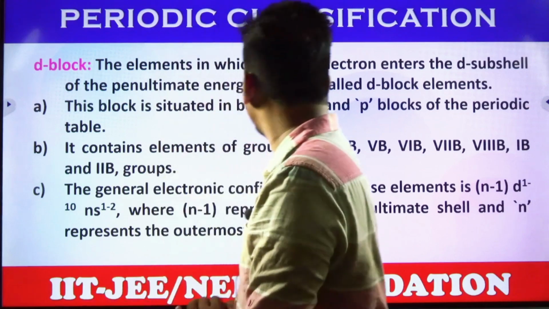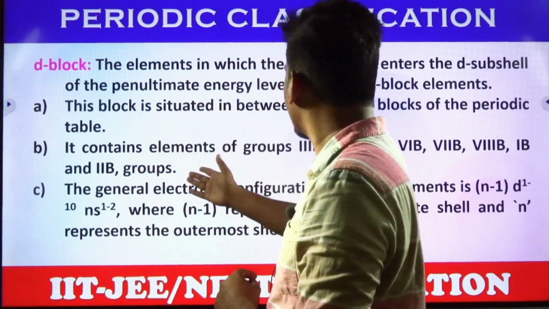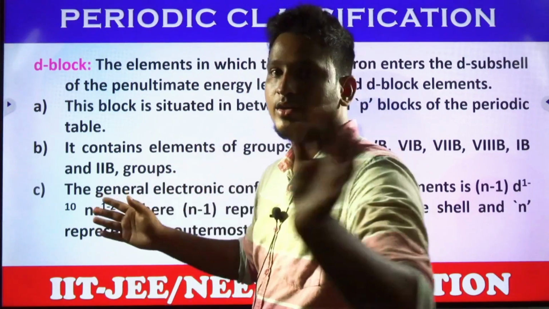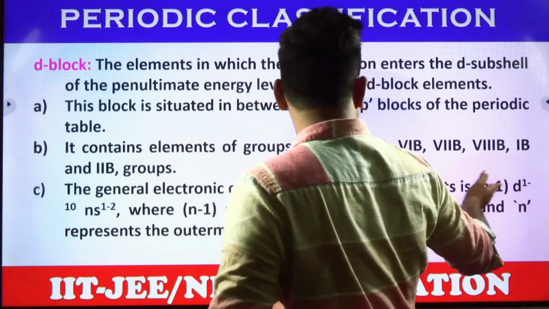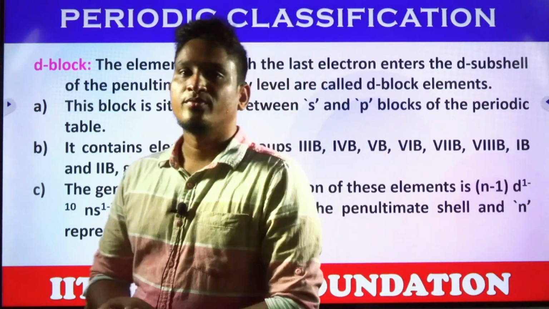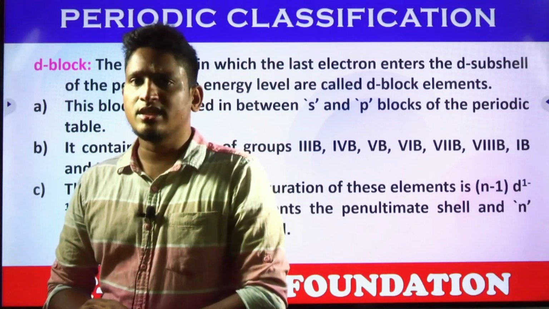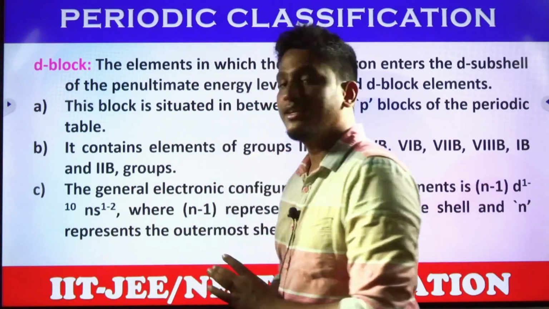Okay. So this block is situated between S block and P block. It contains all these groups from 3 to 12. Total 10 groups are there under D block elements. What is the general configuration? N-1 D 1 to 10 and NS 1 to 2. So what is the meaning of this general configuration? NS 1 to 2, N-1 D 1 to 10.